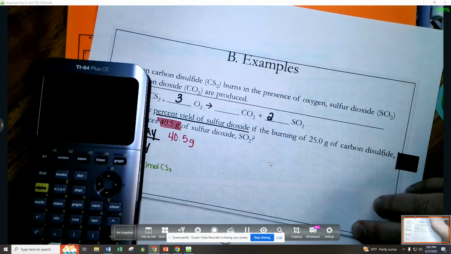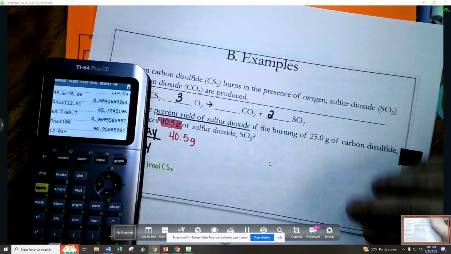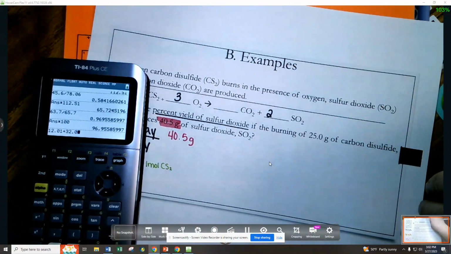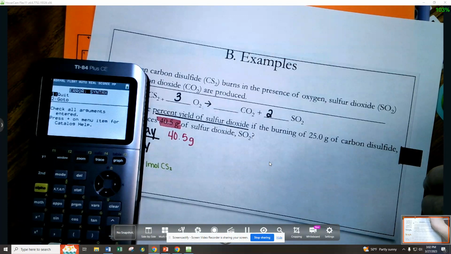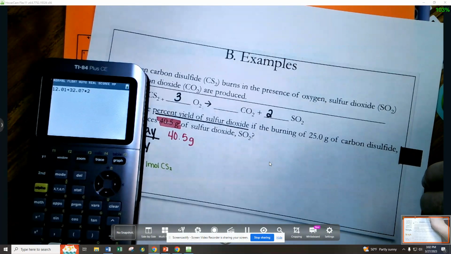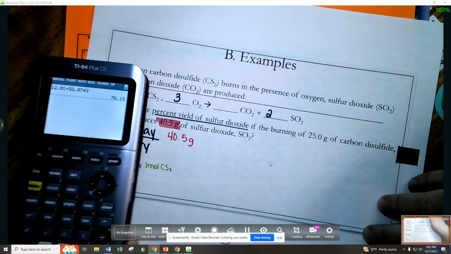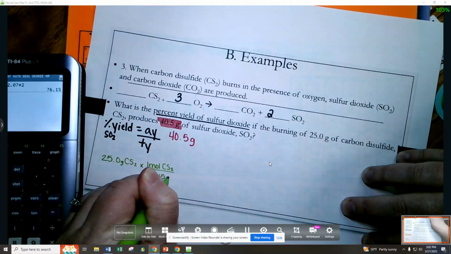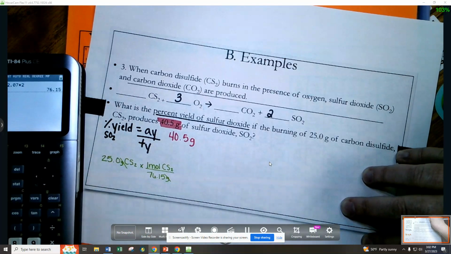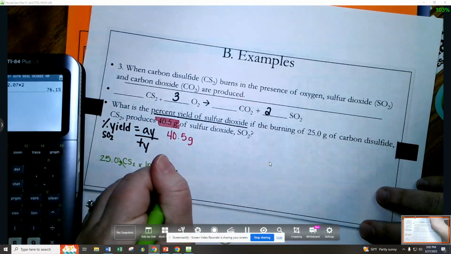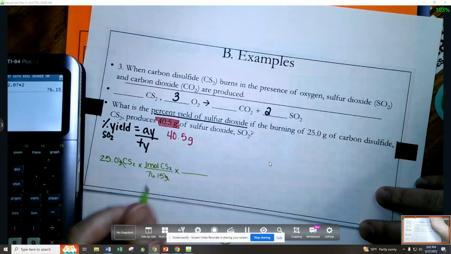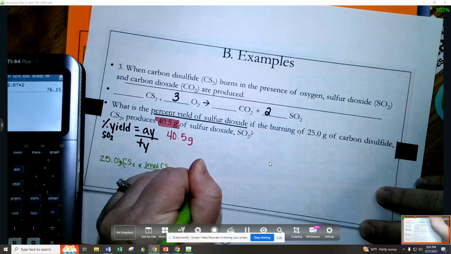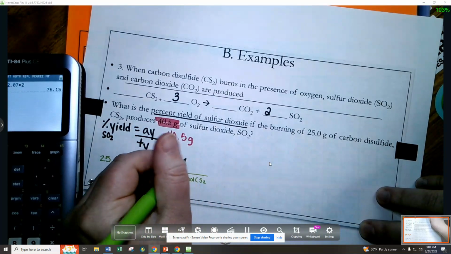We know carbon is 12.01. Sulfur should be 32.07, and we've got 2 of them because of the subscript. So our molar mass is going to be 76.15. And that allows grams of carbon disulfide to cancel. I need to then get a mole ratio. My coefficient here is 1 mole of CS2 is to 2 moles of my sulfur dioxide.